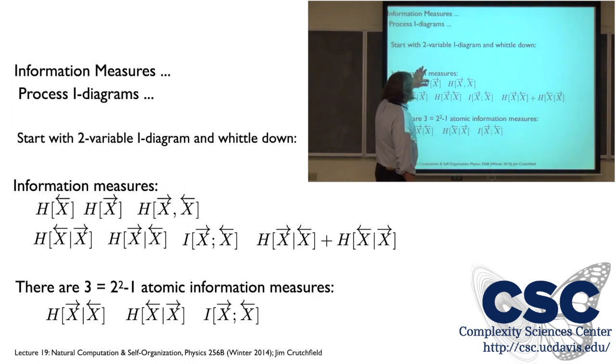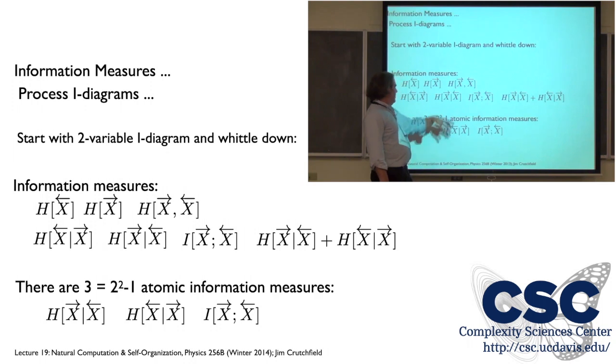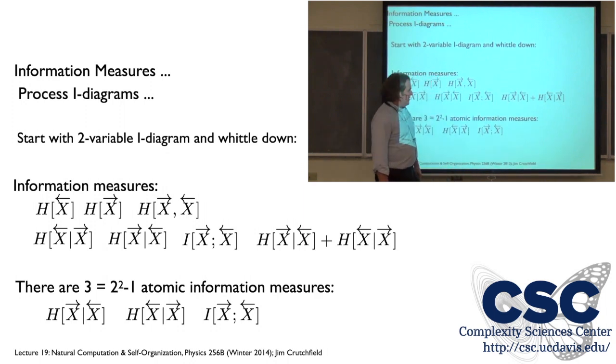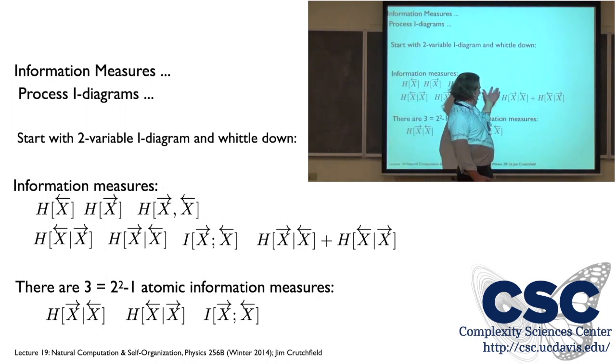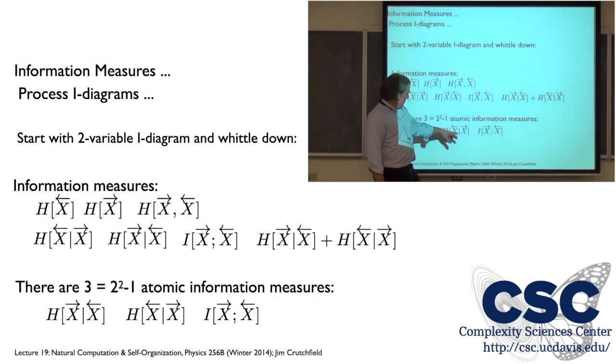Okay? So how are we going to do this? Well, the first thing is to write down what the possible information measures are. Entropy of the past, entropy of the future, joint entropy of past and future, uncertainty of the future conditioned on the past, mutual information between the past and future, excess entropy, and so on. You can write these all out. This might be a little mysterious. What is this? Well, those two crescents, we know. But what is that thing? And then there are three atoms in this two-variable diagram: uncertainty in the future given the past, uncertainty in the past given the future, and the mutual information between them.